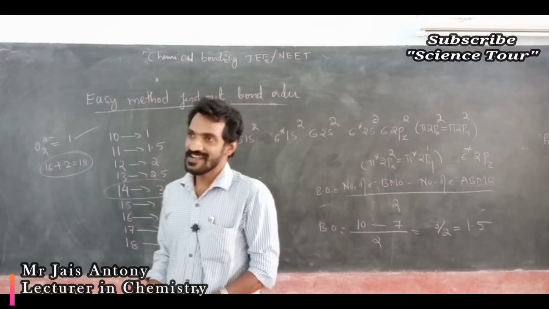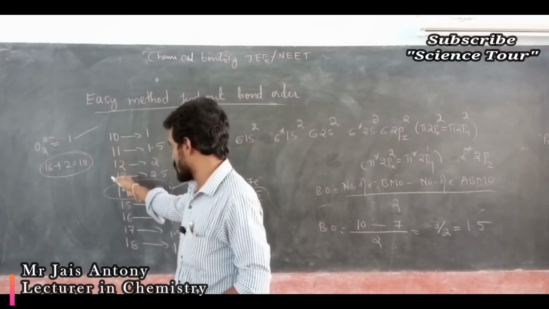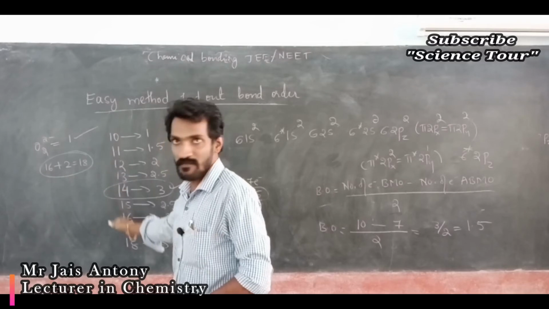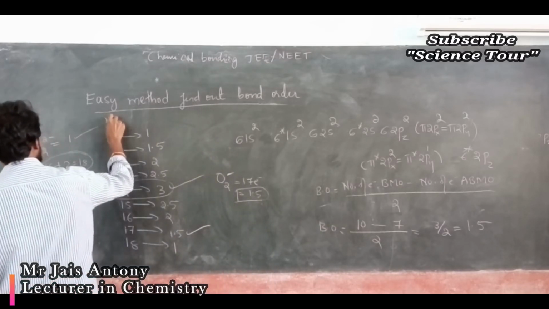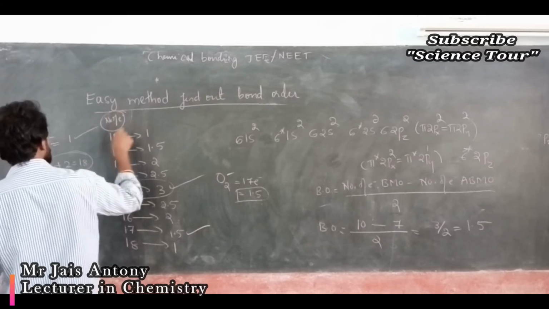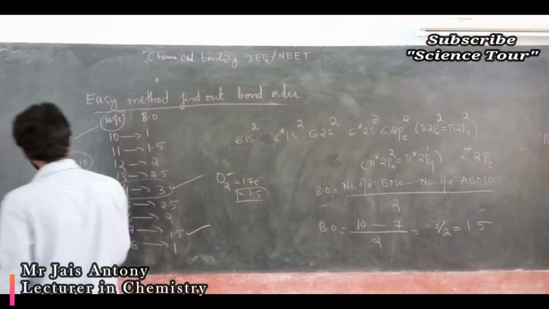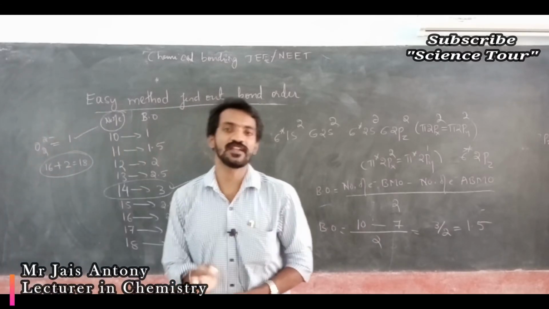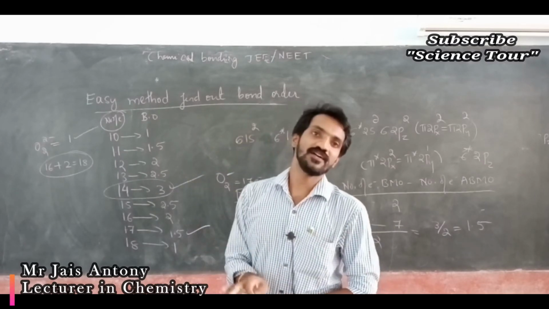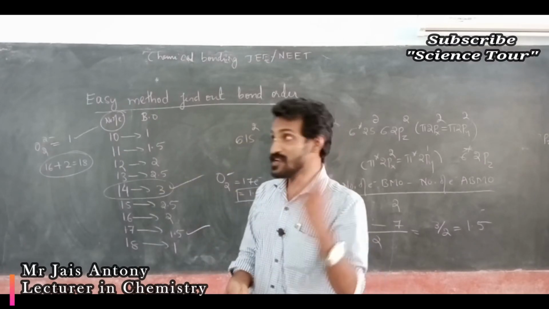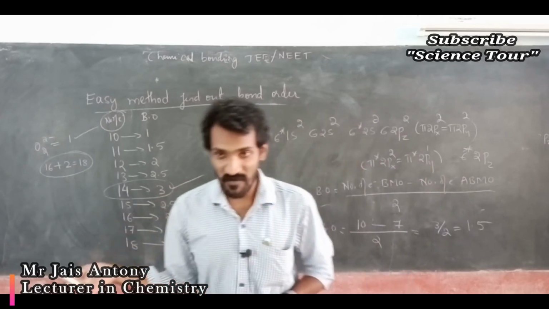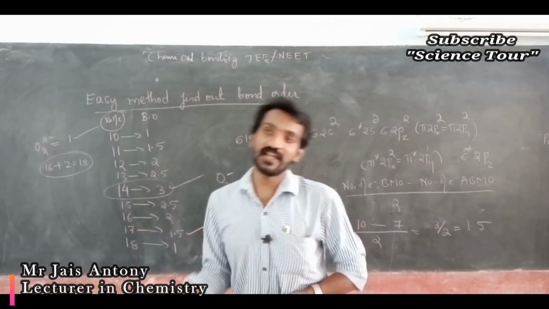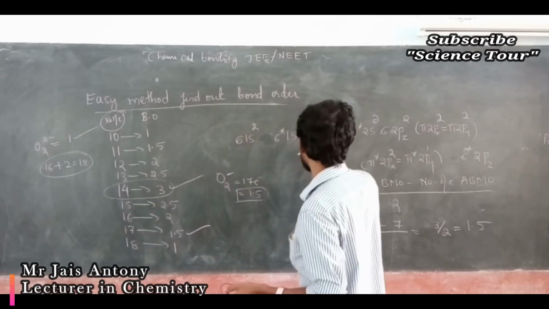14, 13, 12, that means 10, 11, 12, 13, 14, you write. This is the electron number, number of electrons. This is bond order. Very easy, very easy. If it is 10, 1, 11, 1.5, 12, 2. So no need of writing this formula and substituting number, counting number of electrons, and that number of electron you have to substitute in this particular.